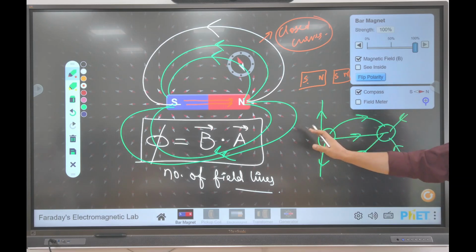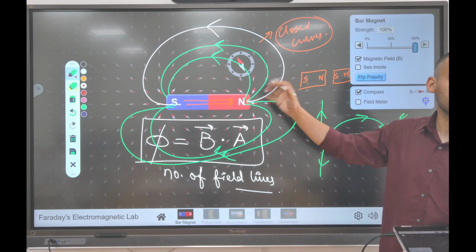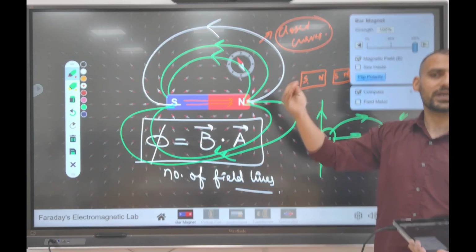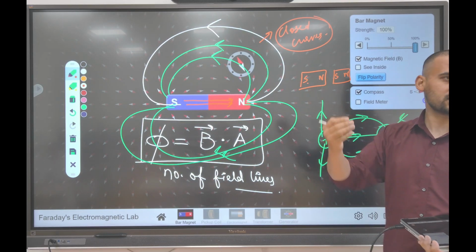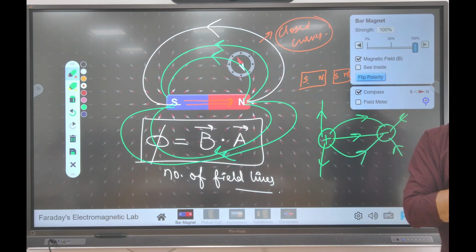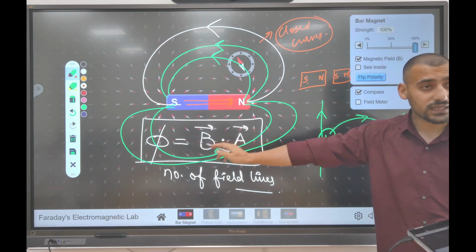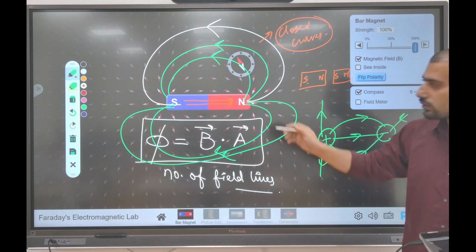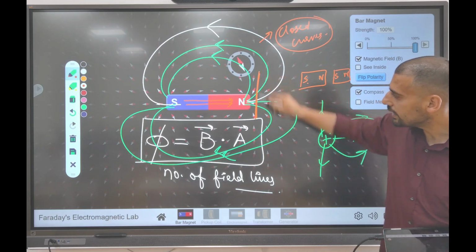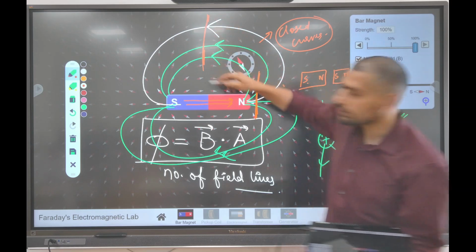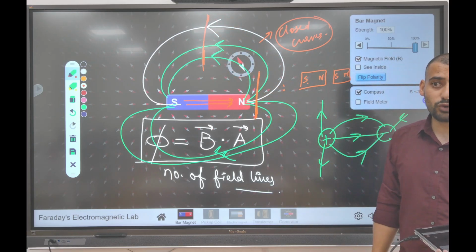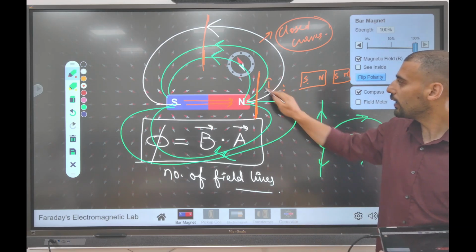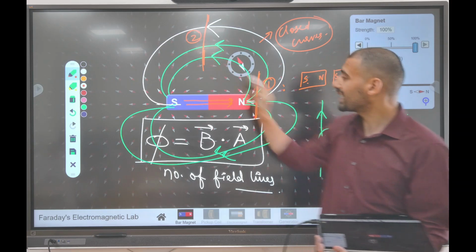This is a magnet. If the strength of the magnet is high, then you will see more number of field lines. If the strength is less, then you will see less number of field lines. Now if I ask you a question, what is flux? The number of field lines. Tell me, where is flux more? Is the flux higher here or here? 1 or 2? Exactly, at 1.